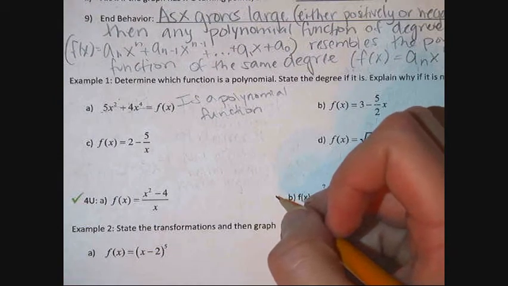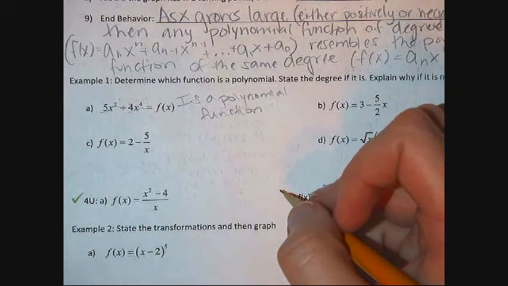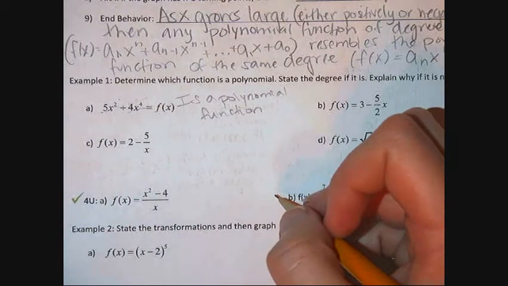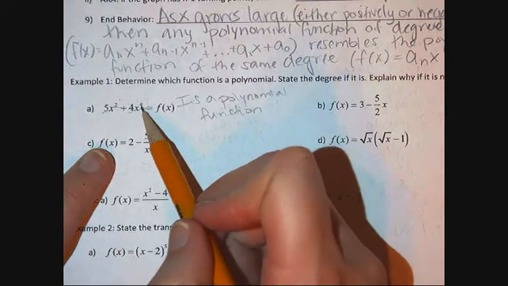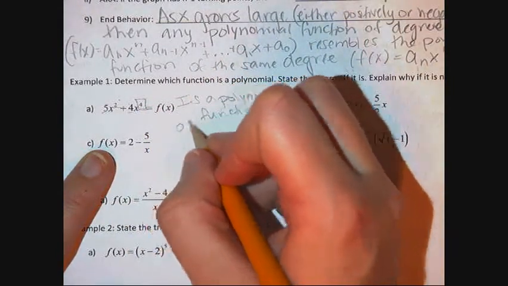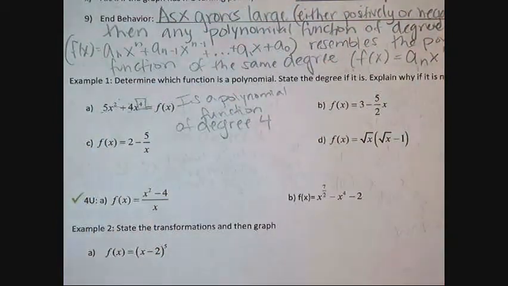Okay. Our second step of this problem was that if we have a polynomial function, we should state the degree of this function. So remember, the degree of our function is the largest power or the largest exponent of our polynomial. If we look here, we have 2 and 4. 4 would be our largest exponent. So we would say that this is a polynomial function of degree 4.